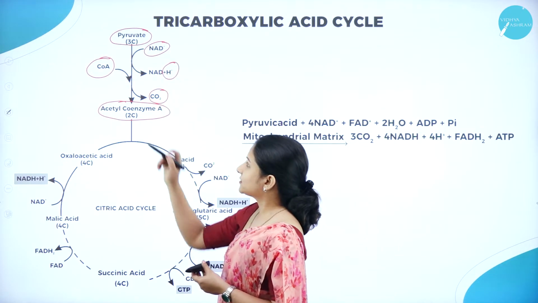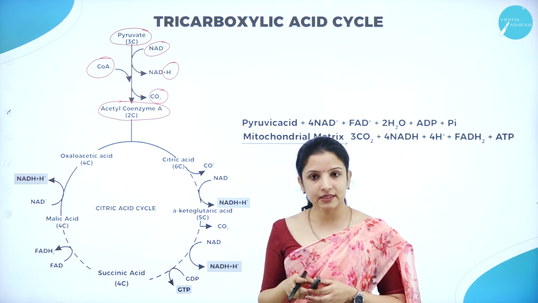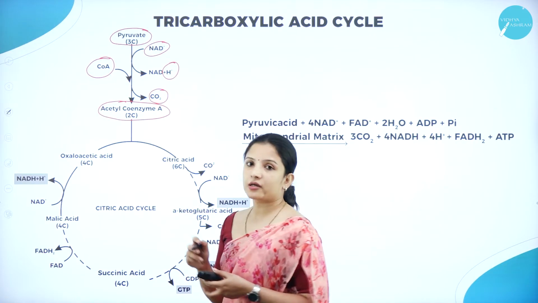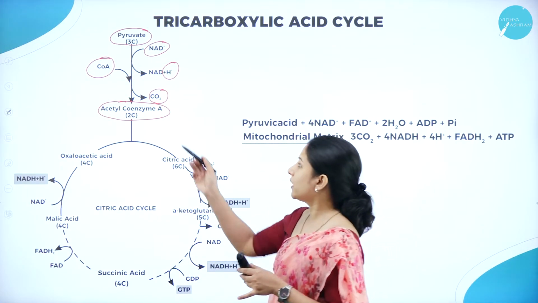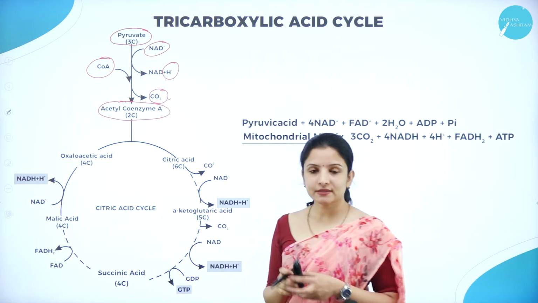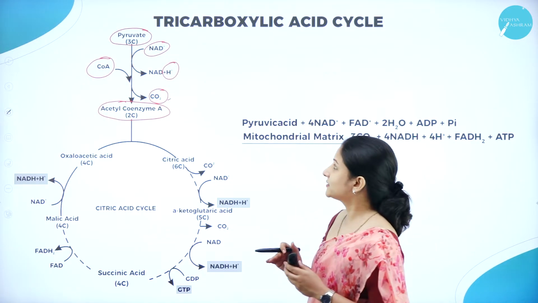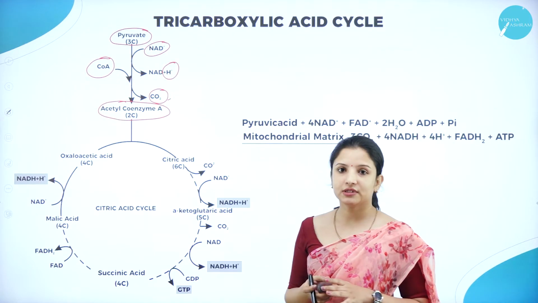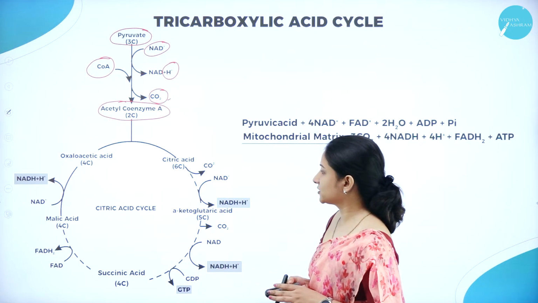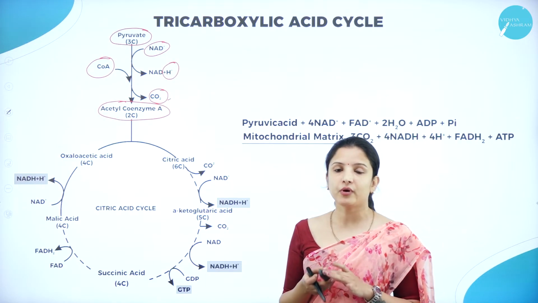Therefore, the pyruvate gets converted into acetyl coenzyme A in the presence of coenzyme A. That is, it combines with coenzyme A to form acetyl coenzyme A, which is a 2-carbon compound. Why is it a 2-carbon compound? 1 carbon got eliminated in the form of carbon dioxide. Now, this acetyl coenzyme A enters into the tricarboxylic acid cycle. Why is it called a tricarboxylic acid cycle? Because the first compound formed in this cycle is a 3-carbon compound, right? So, a 3-carbon compound is involved here.